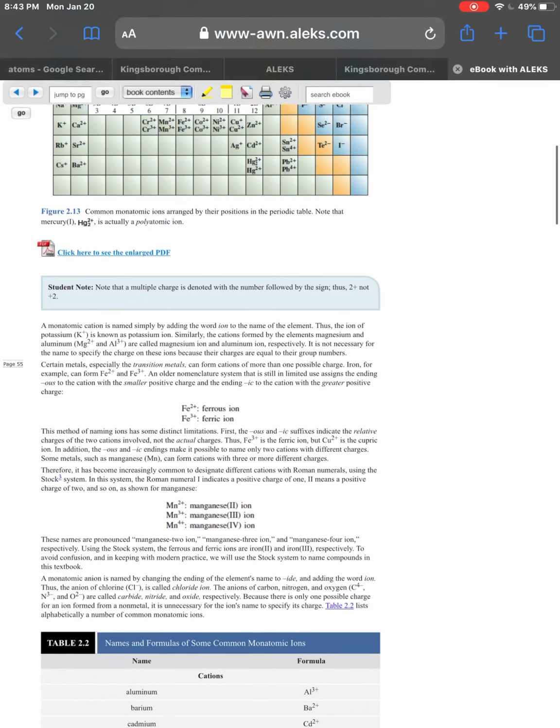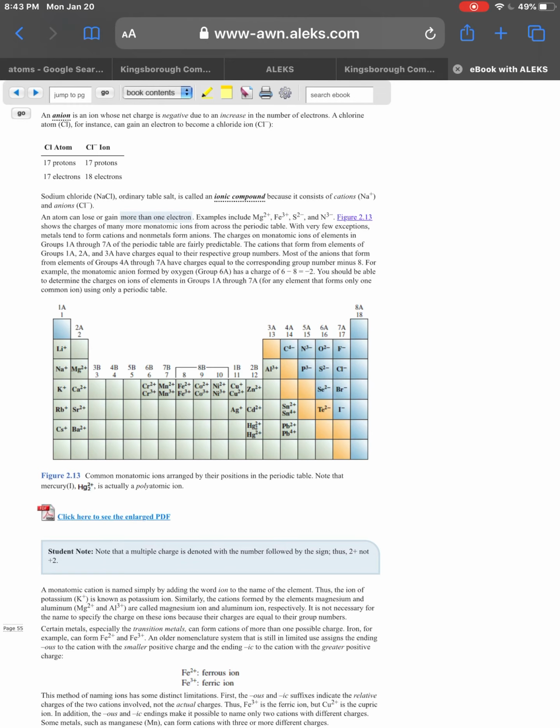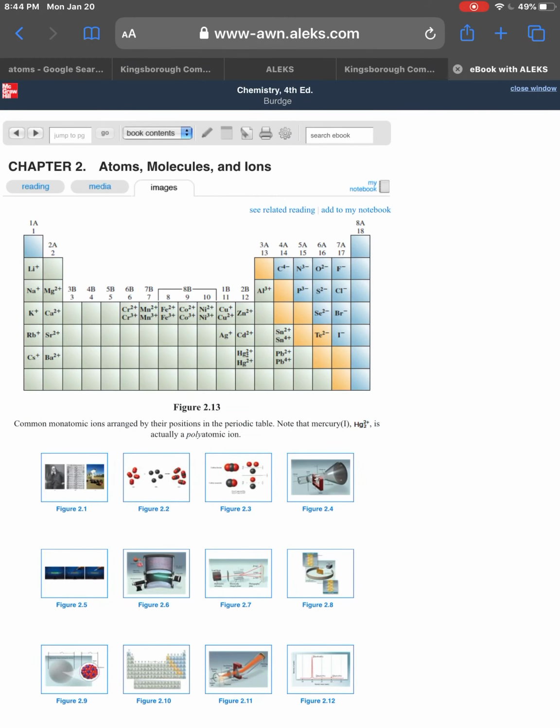So if you go back and look at the table, there's a pattern here. There are several patterns, I should say. One is the first column on the left, column 1A. Those metals tend to lose one electron and have a charge of +1. You should memorize that. The second column, they have a tendency to lose 2 electrons and become +2. Memorize that. If you go all the way over to the right to group 7A, F minus, Cl minus, Br minus, I minus, those elements tend to gain an electron and become -1.